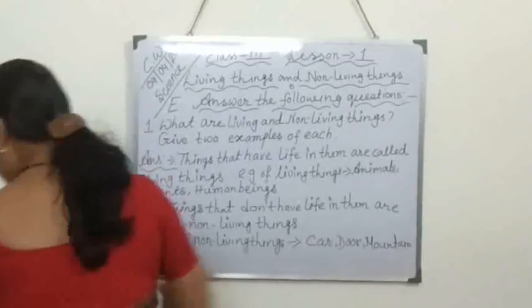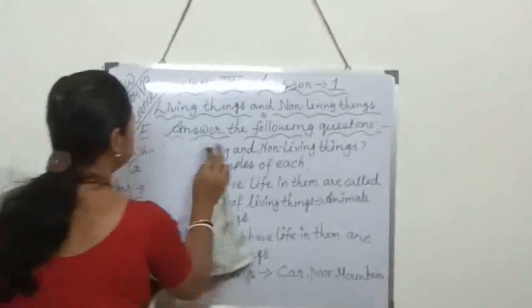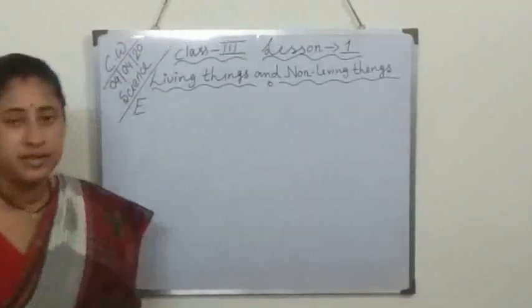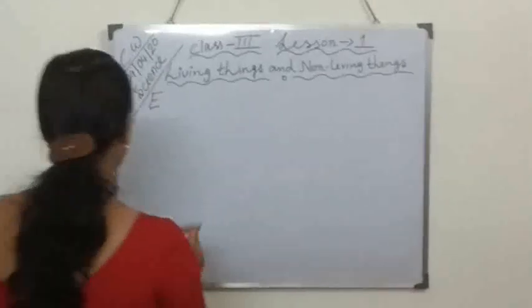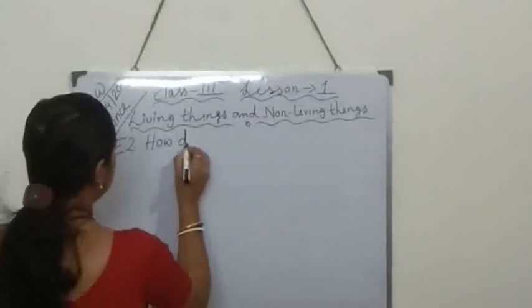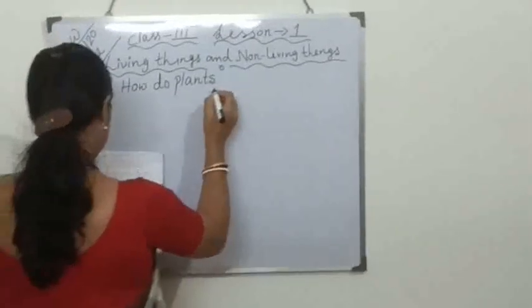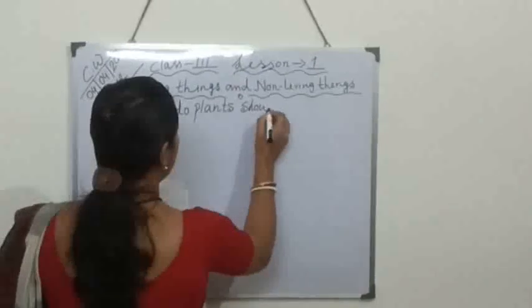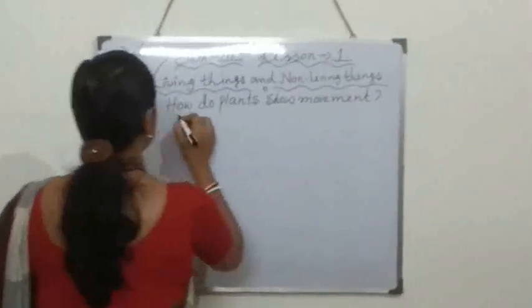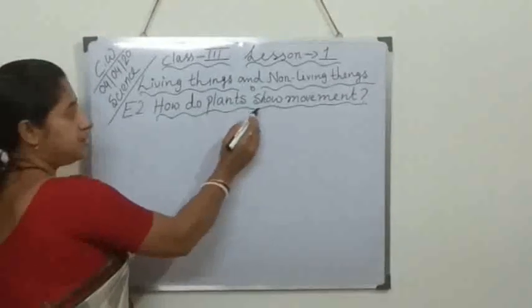Okay, question number 2. E2. How do plants show movement? Question number 2. How do plants show movement?